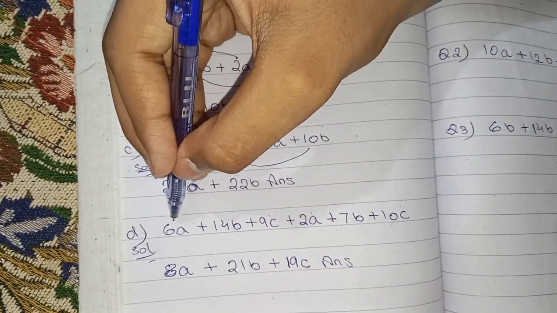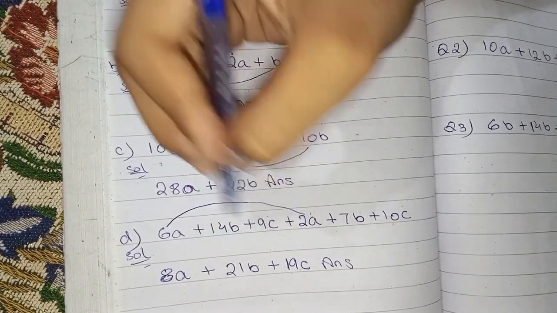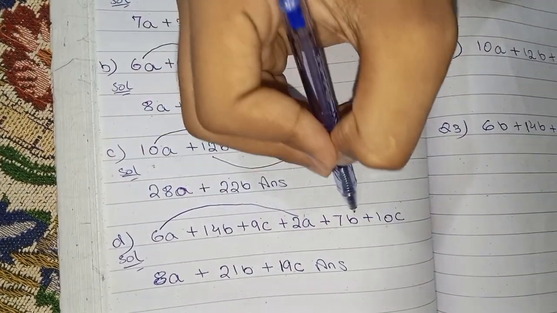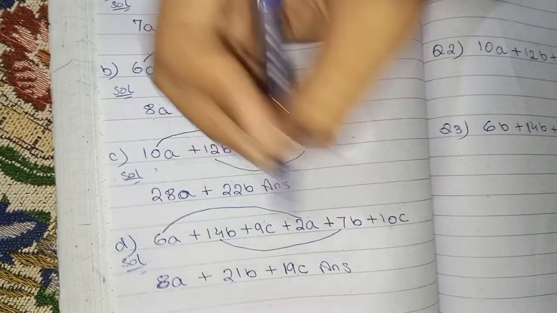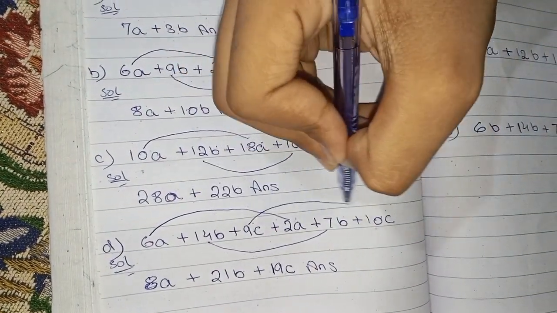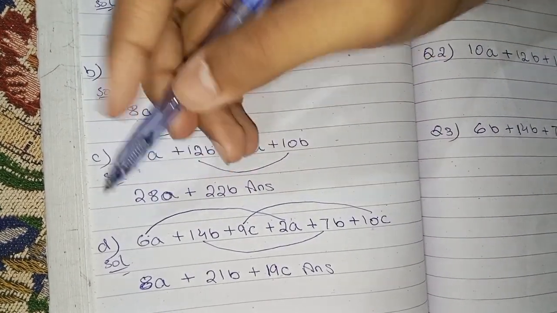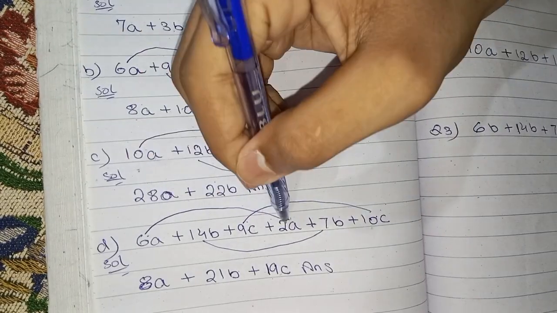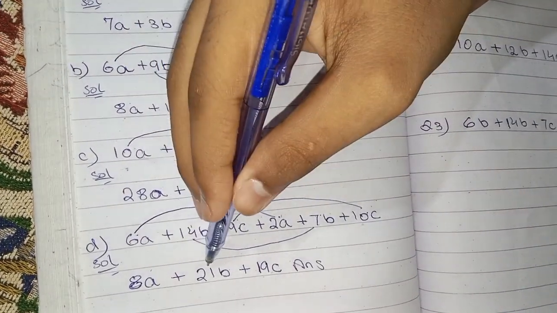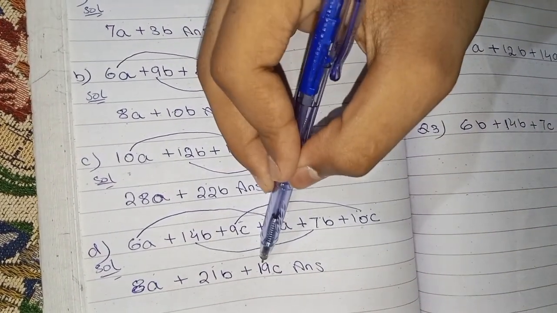6a plus 2a. These are like terms with the same variables, so we will collect them. 6a plus 2a, 14b plus 7b, and 9c plus 10c. Then when we have collected the like terms, 6a plus 2a will give you 8a, 14b plus 7b will give you 21b, and 9c plus 10c will give you 19c.